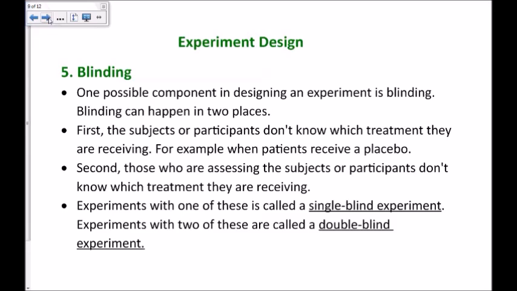The second place that blinding can happen is those that are assessing the subjects or participants. Those assessing them don't know which treatment they are receiving. If those assessing knew that this person was in this group and that person was in that group, that may subconsciously affect their assessment of the individuals. Experiments with one of these, either one, is called a single blind experiment. And experiments with both of these are called a double blind experiment. So they don't know which treatment they're in.